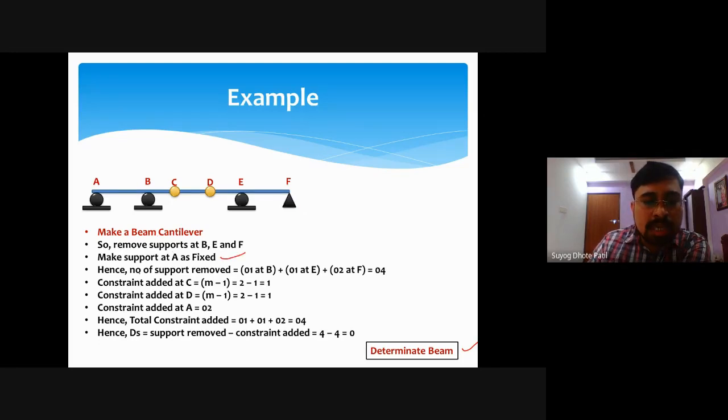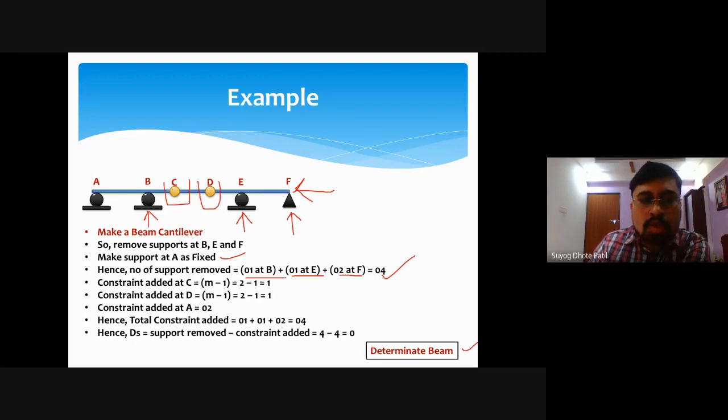Hence the number of supports removed: here it is one reaction, again a roller support, one reaction, and a hinge support, which has 2 reactions. So one at B, one at E, and 2 at F, so the total number is 4. The number of support reactions removed is 4. Then the constant added at C: the first internal hinge, the second internal hinge.